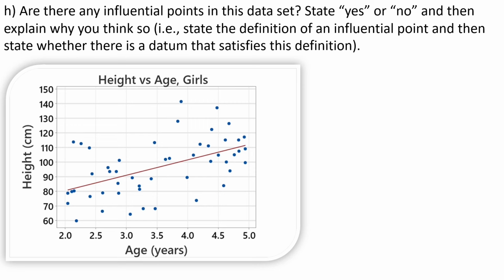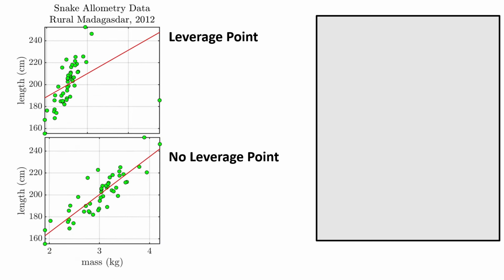So let me first remind you what we mean by an influential point. And to do that, I need to first talk about leverage points. So here we have an example. On top is data that includes a leverage point. So that point right there is a leverage point. And why? Because it's far away from the rest of the data in the x direction. The graph below that shows the same data with the leverage point removed.